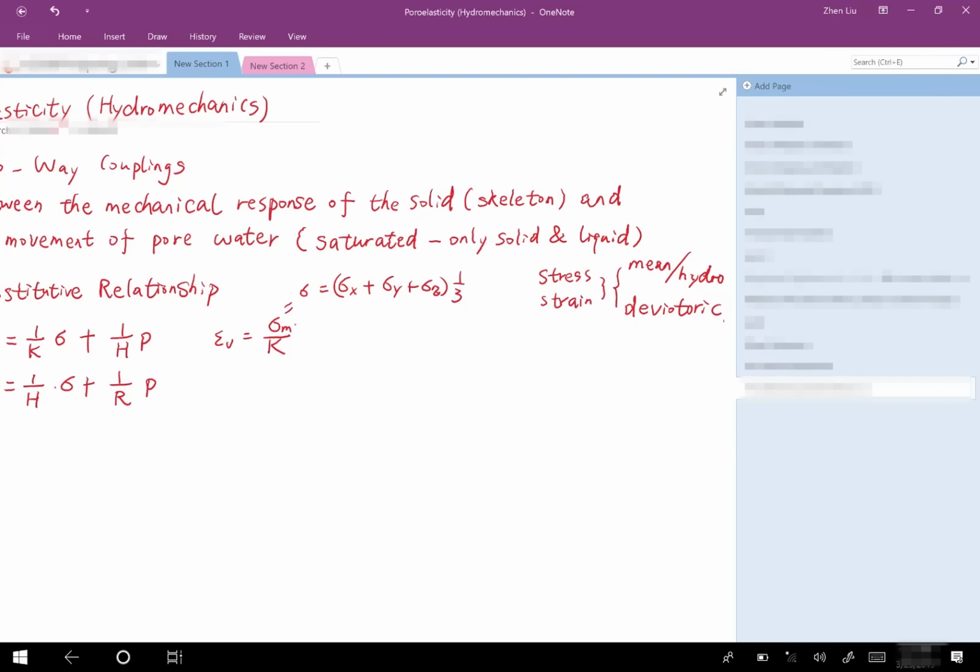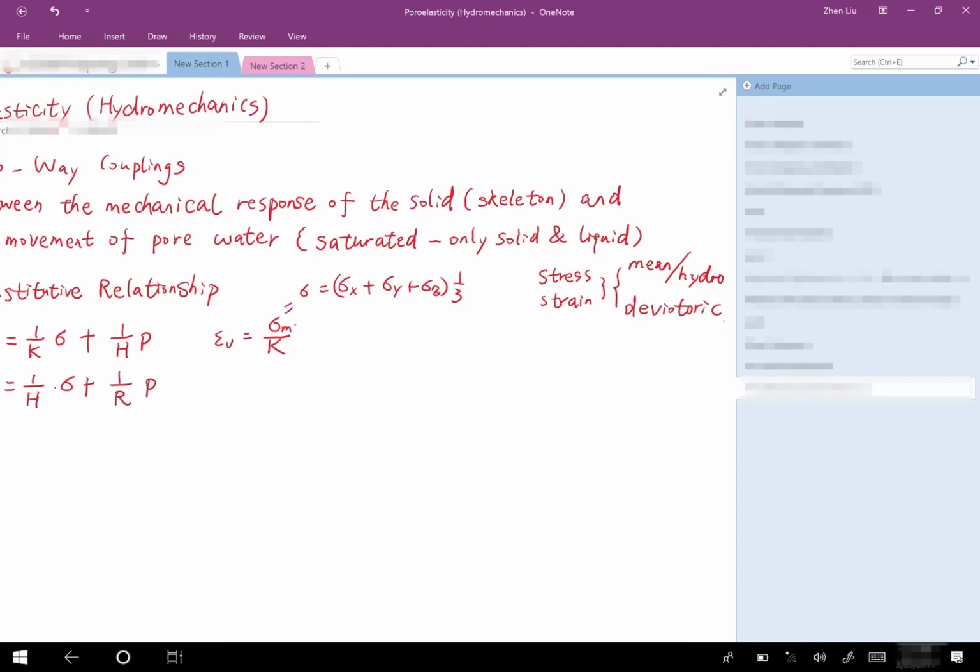But if we talk about static, there's no time. We usually believe that water cannot resist shear movement, so there's no shear stress and no shear strain. So it is not coupled with the shear stress and shear strain of the solid part. So it only couples to the mean or the hydrostatic part. So that's the first thing you guys need to keep in mind.